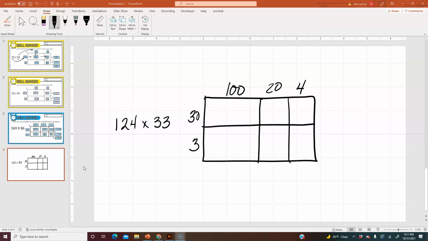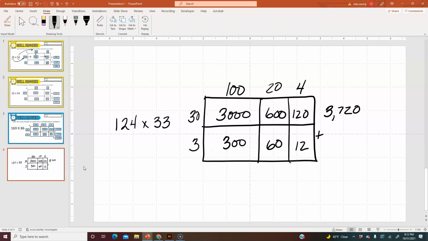30 times 100 would be 3,000, then 300, 600, 60, 120, and 12. I'm going to go ahead and add across. That would give me 3,720 plus 372, and add and get 4,092. I hope this tutorial gave you a little bit better understanding of how to use an area model to solve a multiplication problem.